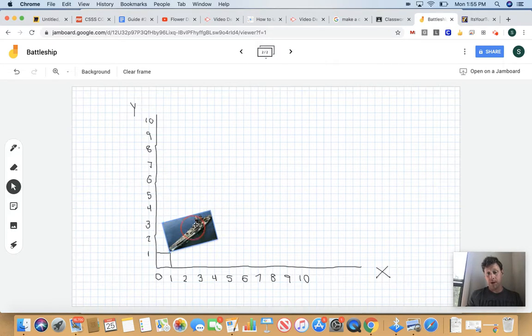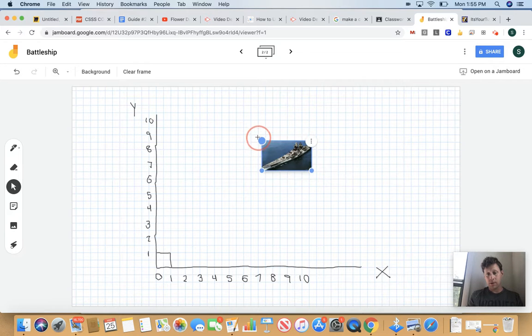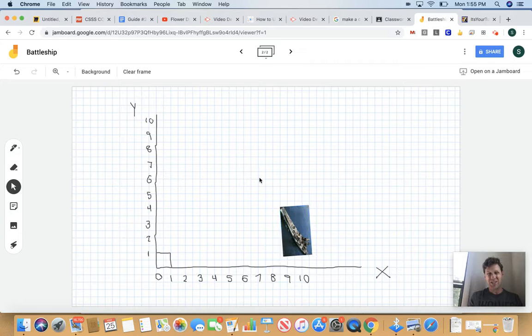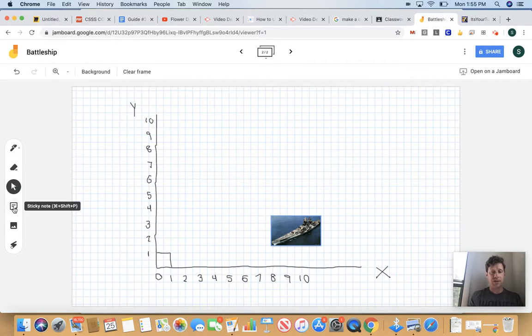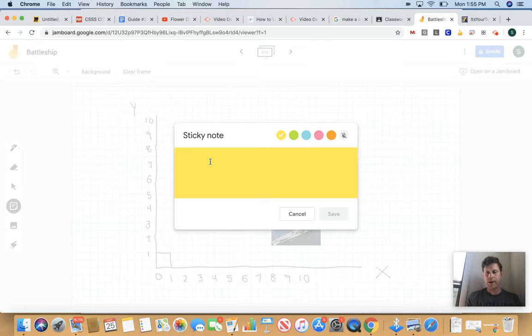It might be right here. It might be right here. It might be down here. It's somewhere on this page, and you'll have to guess where it is. How I want you to do that is I want you to attach a sticky note. And I want you to write, I think your battleship is at coordinates. And then remember to write your coordinates inside a set of parentheses and to separate them with a comma.